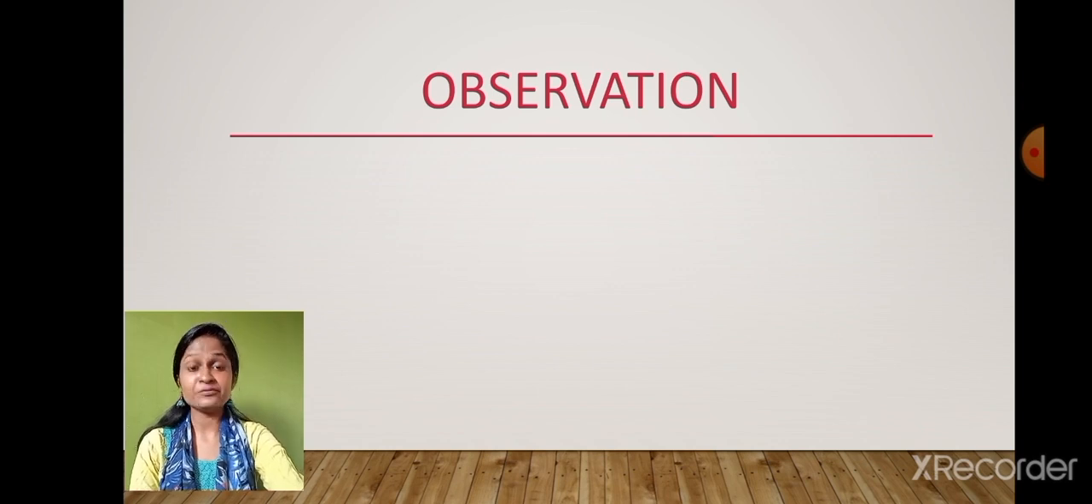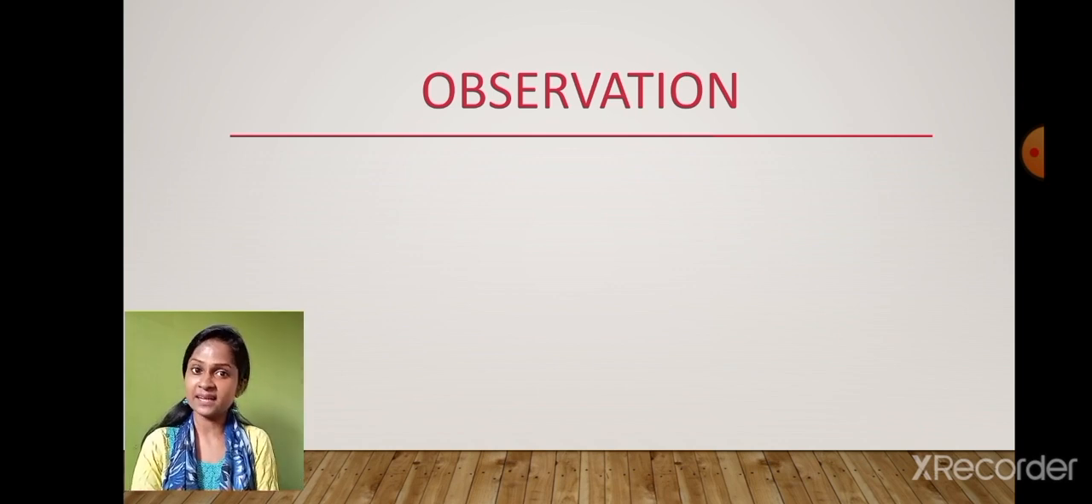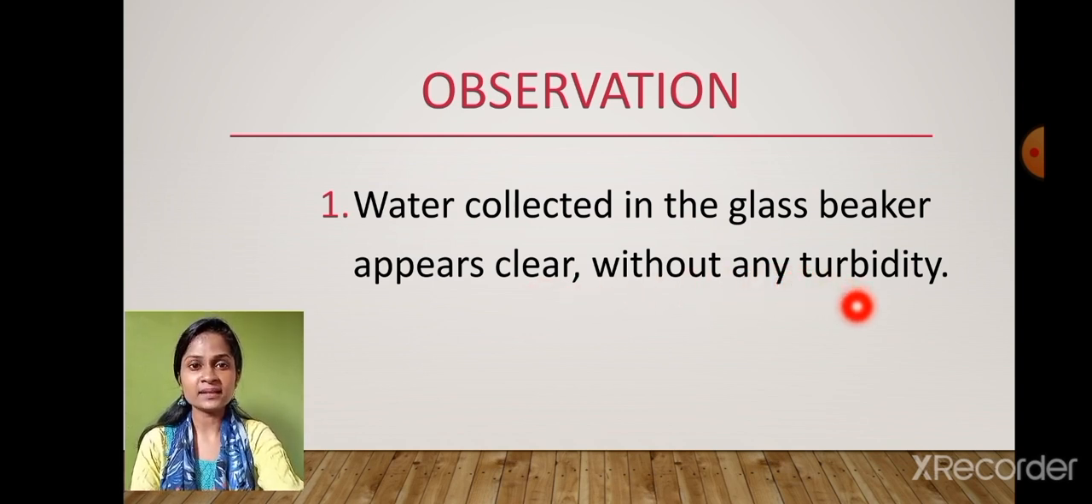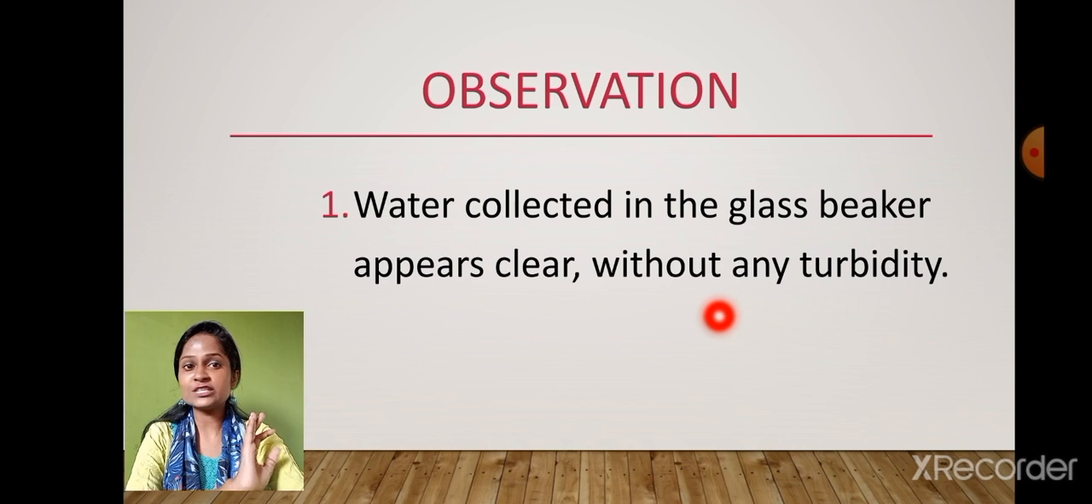After some time, when the water slowly drips inside the glass beaker, what will you observe? You will observe that the water collected in the glass beaker appears clear without any turbidity. What do you mean by turbidity? Turbidity means the muddy part of the water. But here in this case, the water is without any turbidity. Means the water is clean and clear. There is no soil particle, no contamination, no harmful substances. Is that clear? So the water will be very clean and clear without any turbidity.